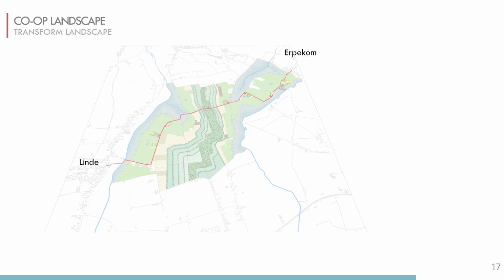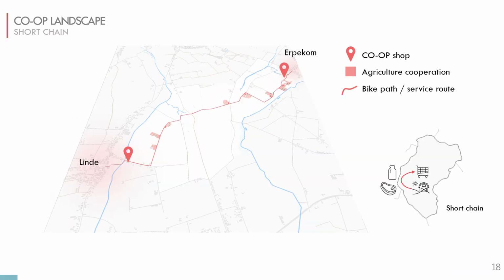We connect Erpekom and Linde through a bicycle path. On the path, we add cooperative shops to make the short chain possible. The farms that cooperate are located next to the bicycle path.